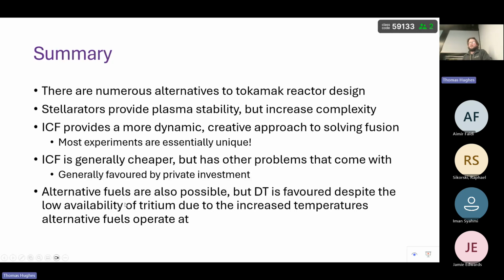It's generally cheaper, but they've got a lot of other problems that come with it. So it is favored by private investment for that reason. And then some alternative fuels are possible, but despite how bad tritium is, because of the lower energy required to start the plasma, it's massively favored.